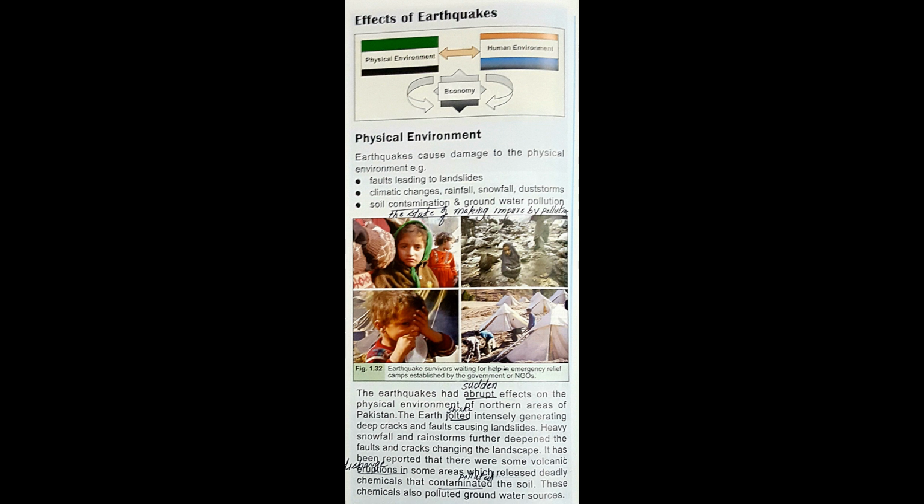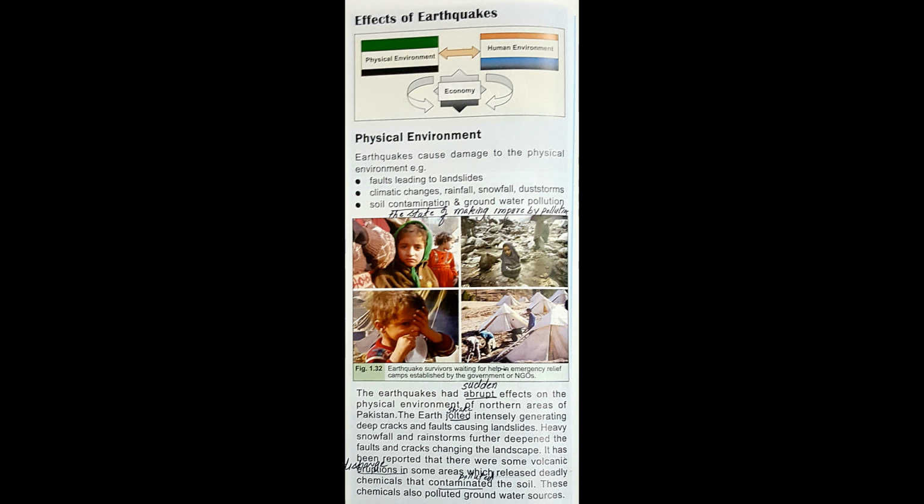So, the main areas of the earthquake were the northern areas, including Kashmir and Khyber Pakhtunkhwa as well. There were also southern parts and western parts of Pakistan. They were badly affected by that earthquake.